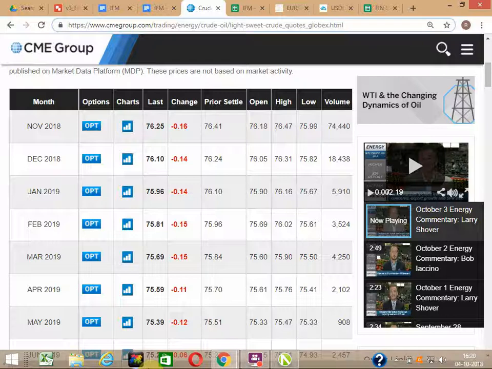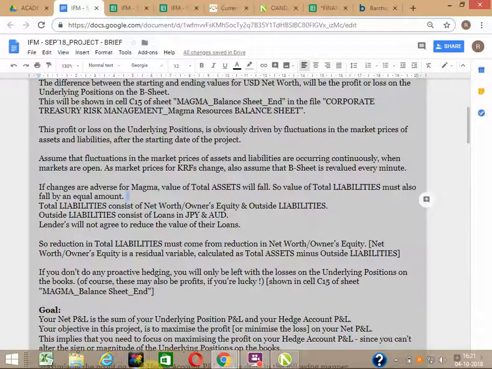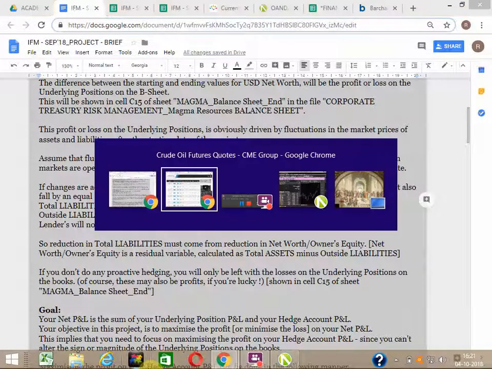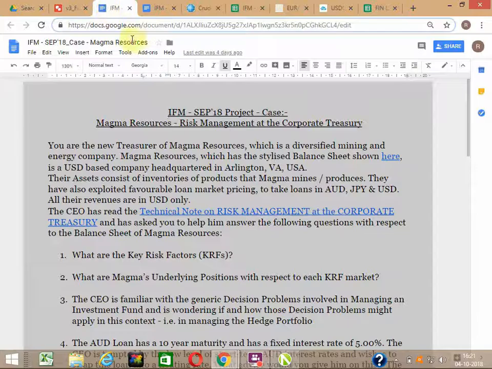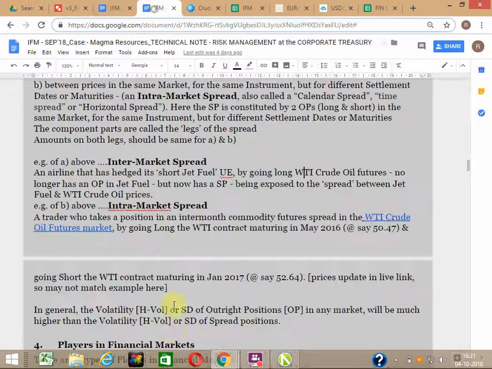Okay? So typically this will have the same characteristics of spread positions, which means if you look at the spread position and how much its value changes, it will move much less than either of the outright positions. If you look at the volatility of crude oil prices, it will be kind of the same. We have actually moved away from that chart, so I don't want to go there again.